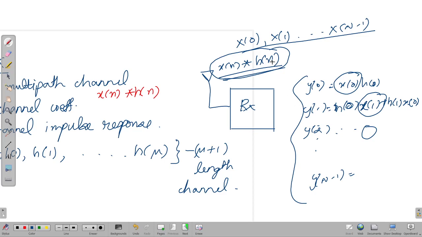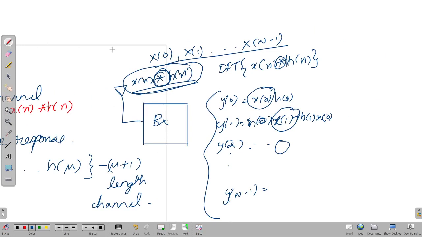For that, the idea is, if I had a circular convolution of x of n with h of n, then a DFT at the receiver would give me x of f into h of f.